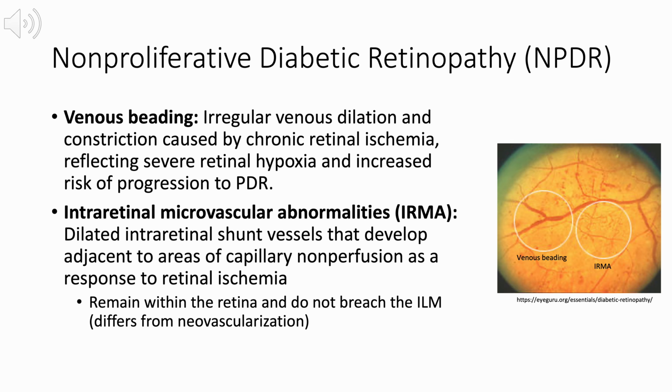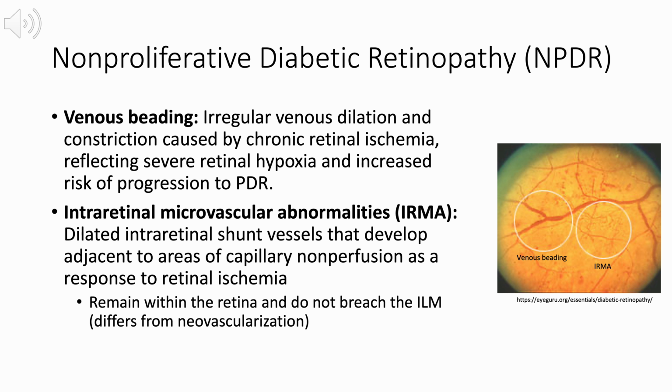And here is the critical distinction that we flagged earlier. IRMA remain within the retina and do not breach the internal limiting membrane. That is what differentiates IRMA from true neovascularization, which by definition extends beyond the ILM. This distinction matters clinically because misidentifying IRMA as neovascularization would incorrectly stage a patient as proliferative and could commit them to unnecessary treatment.